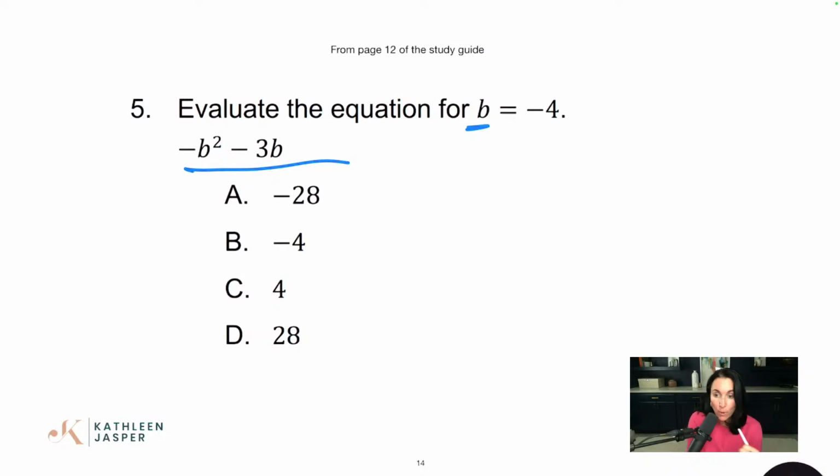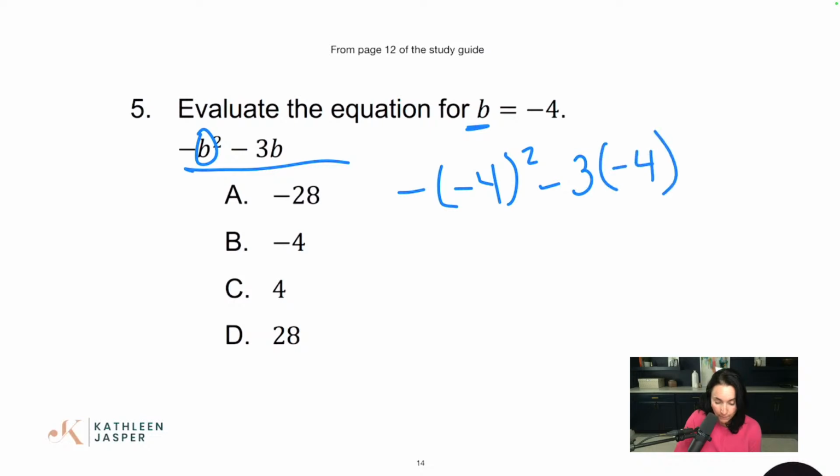You have to keep all the negatives straight. So we're going to do negative times -4, because the b is here, to the power of 2 minus, careful, 3 times -4. Now we're going to make sure we're following our order of operations, PEMDAS: parentheses, exponents, multiplication and division, whichever comes first, then addition and subtraction, whichever comes first. If division comes first, you can do that before the multiplication, but you cannot do the addition before the multiplication and division. These are grouped.